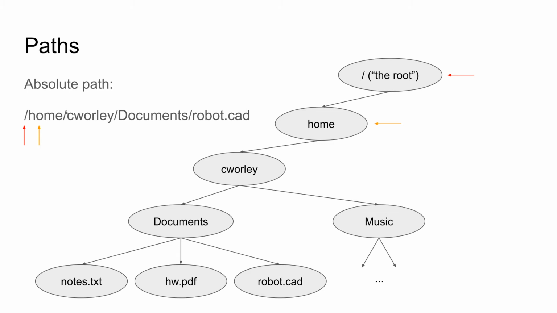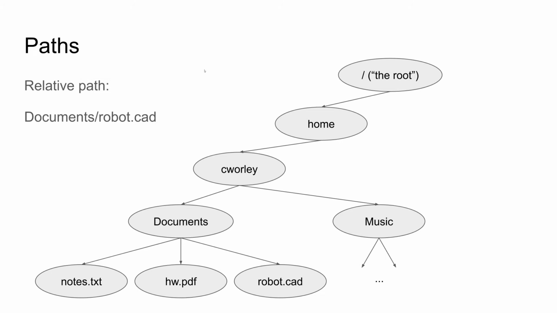And then you have this slash here. This is different from the root. This is kind of just a separator to say that home and cworley are separate. So we'll say, okay, we got to home up until here, and then we know we have something different after that. And so we look at the next bit, and that's cworley. So we go from home down to cworley. And we continue along. We go from cworley to documents, and then finally at the end we have robot.cad. So the slash at the beginning tells us to start at the root, and each item after that is a component that we use to navigate from the root down to the actual file.